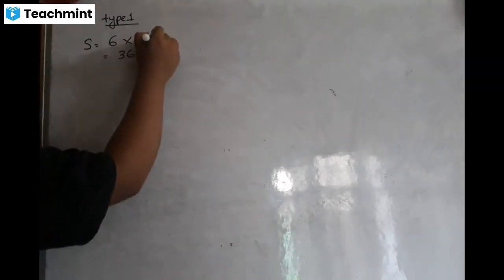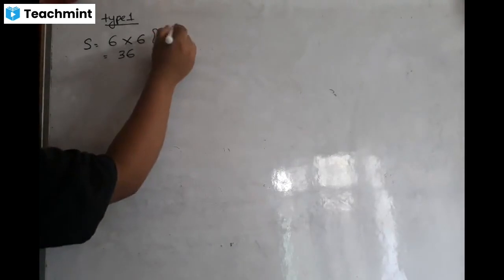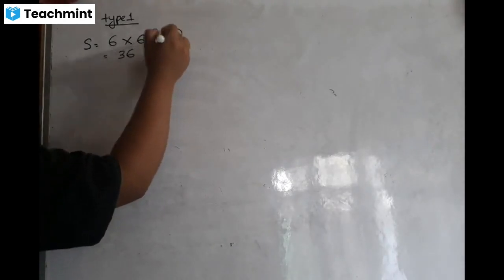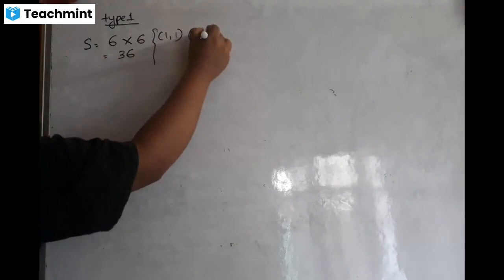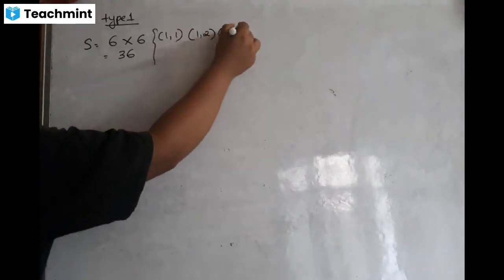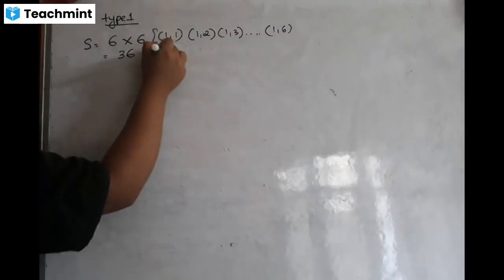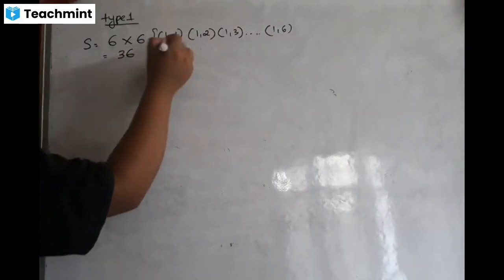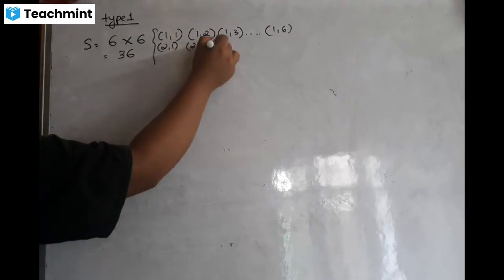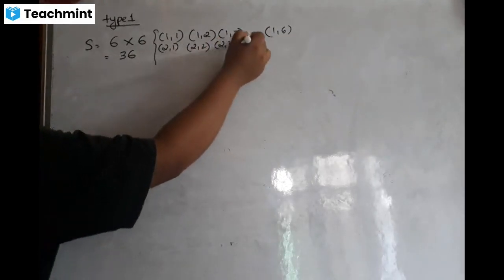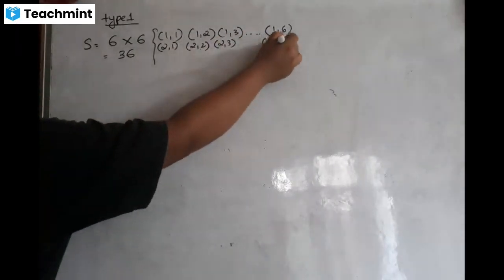Okay. So in the first dice you can get 1. In the second dice you can get 1. First dice is 1, second dice is 2. 1, 3, dot, dot, dot, till 1, comma 6. Similarly, in the first dice, if you get 2, in the second dice you can get 1, you can get 2, you can get 3, you can get 4, 5, and finally you can get 6.